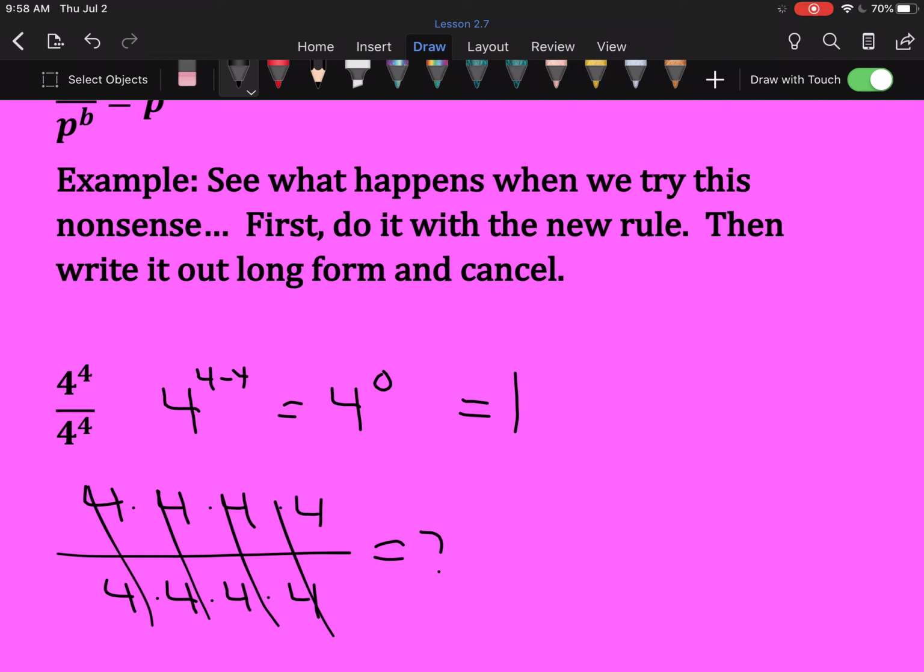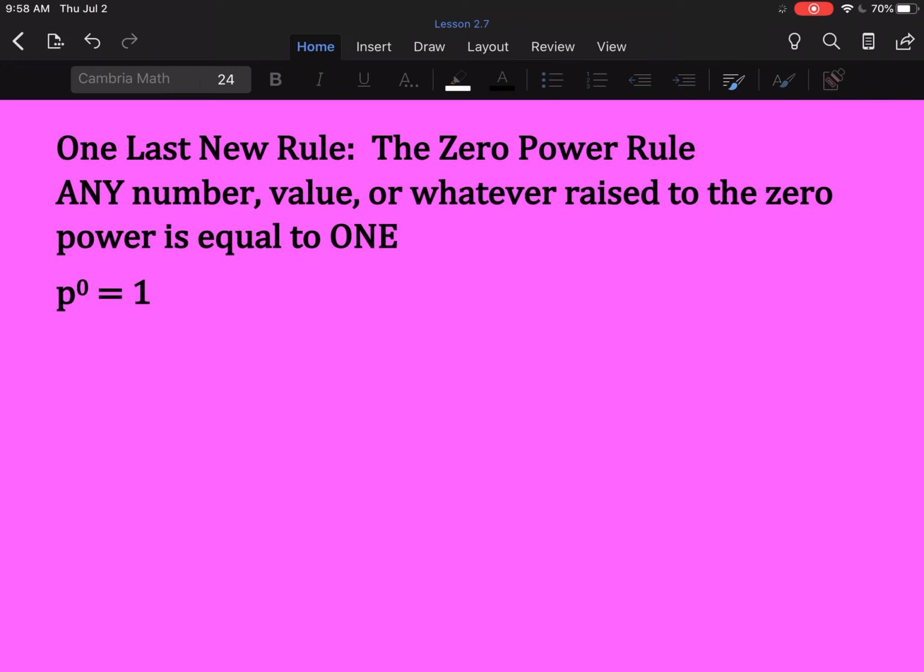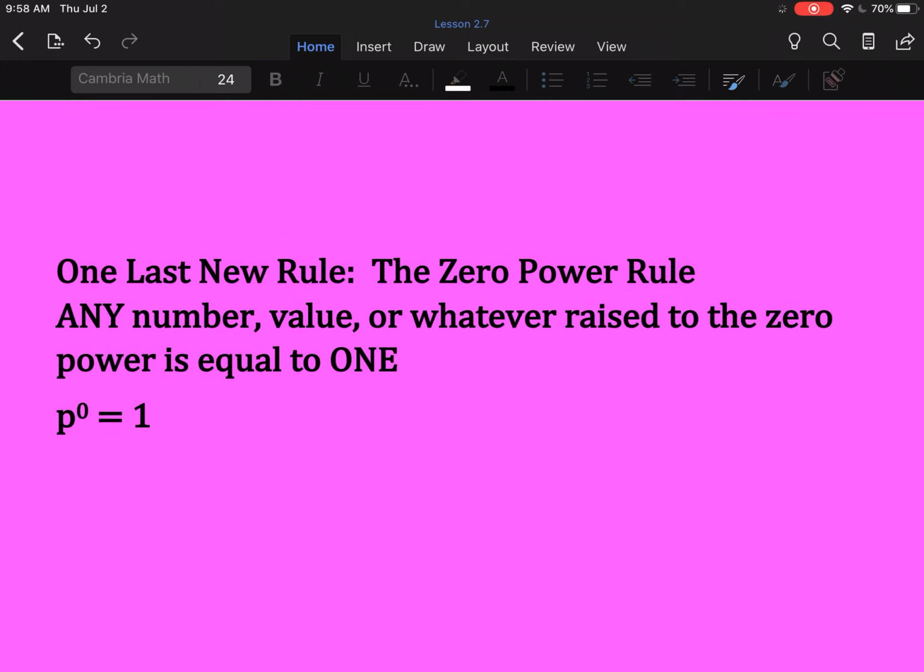Whoops. Didn't mean to go back to the top there. This is the last rule. And it's called the zero power rule. Any number, any value, anything raised to 0 power by rule is equal to 1.